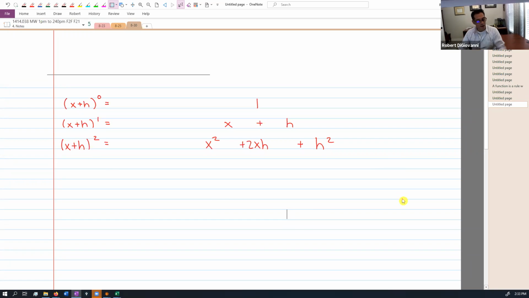Now, does anybody know what x plus h cubed would be? Well, you would have to multiply this answer by x plus h one more time. And then FOIL it, or not FOIL, but expand it all out, and you'd get a bunch of stuff and you'd collect like terms, right? I'm going to tell you what it would become. It would become x cubed plus 3x squared h plus 3xh squared plus h cubed. You'll just have to take it on faith that that's what it would be, all right?